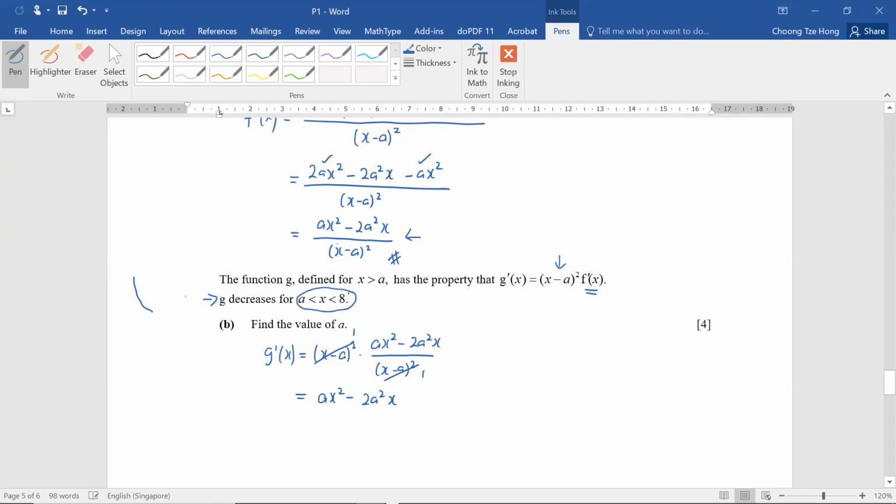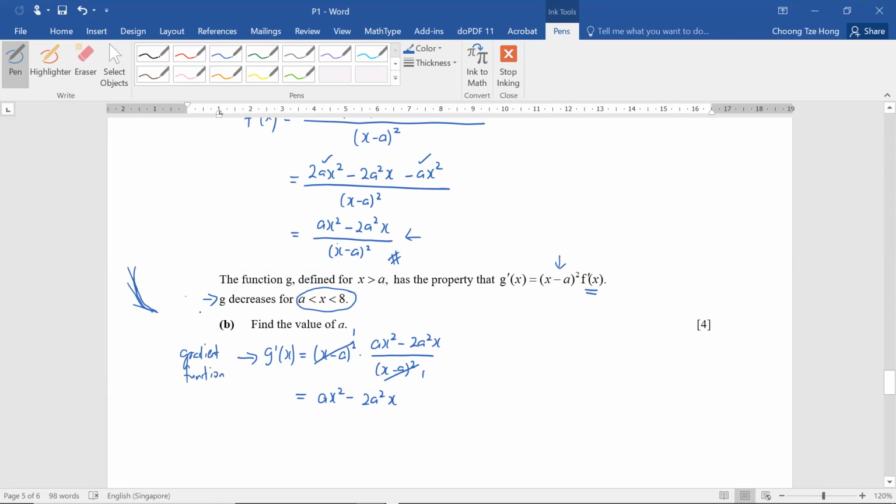What can we say about a decreasing function? What can we say about the gradient of a decreasing function? For a decreasing function, at any point of the graph, the gradient will be negative. And the gradient function is this, g prime x.